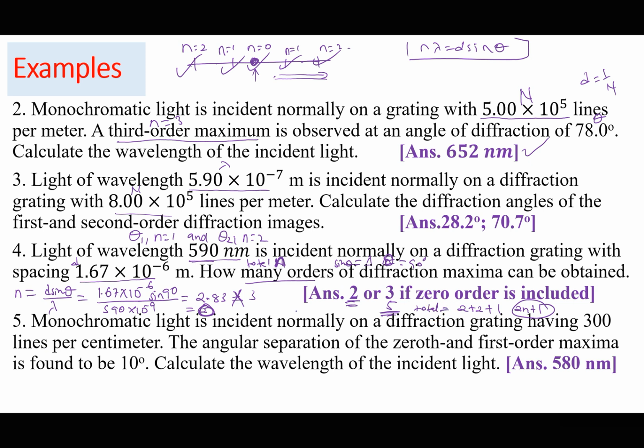Okay, you will see such questions many times in the exam. Monochromatic light is incident normally on a diffraction grating having 300 lines per centimeter. So if there are 300 lines in 1 centimeter, what is N? Remember, capital N should be the number of lines per meter. 1 centimeter has 300 lines. It means 1 meter will have 300 times 100, since 1 meter is 100 centimeters. So this is the number of lines per meter.